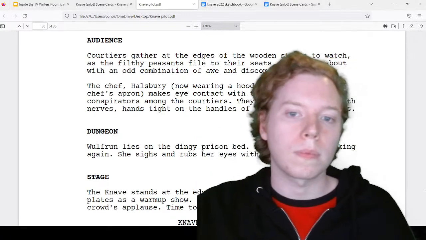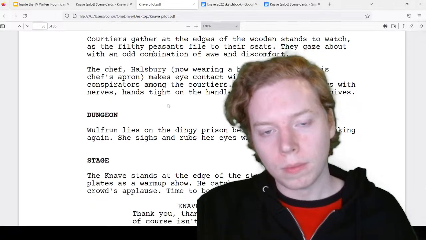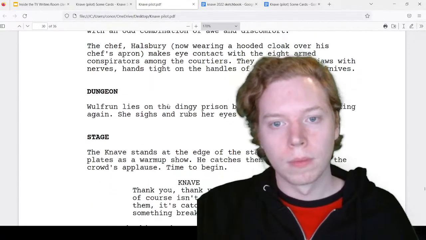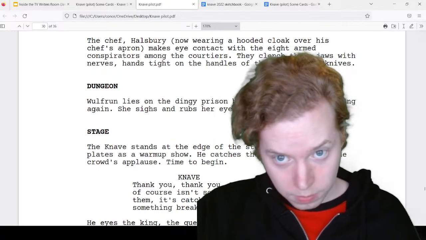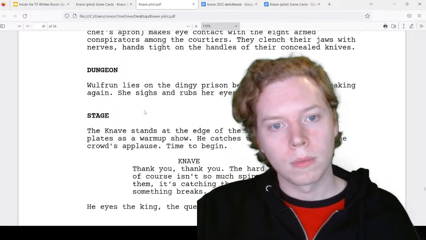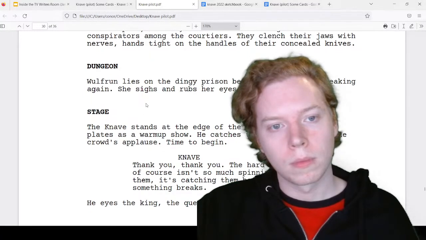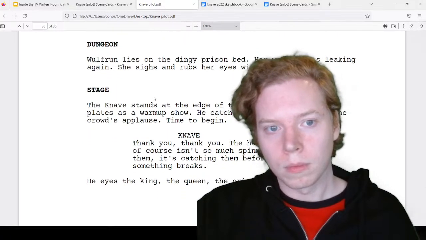Courtiers gather at the edges of the wooden stands to watch as the filthy peasants file to their seats. They gaze about with an odd combination of awe and discomfort. The chef, Halsbury, now wearing a hood and cloak over his chef's apron, makes eye contact with the 8 armed conspirators among the courtiers. They clench their jaws with nerves, hands tight on the handles of their concealed knives.